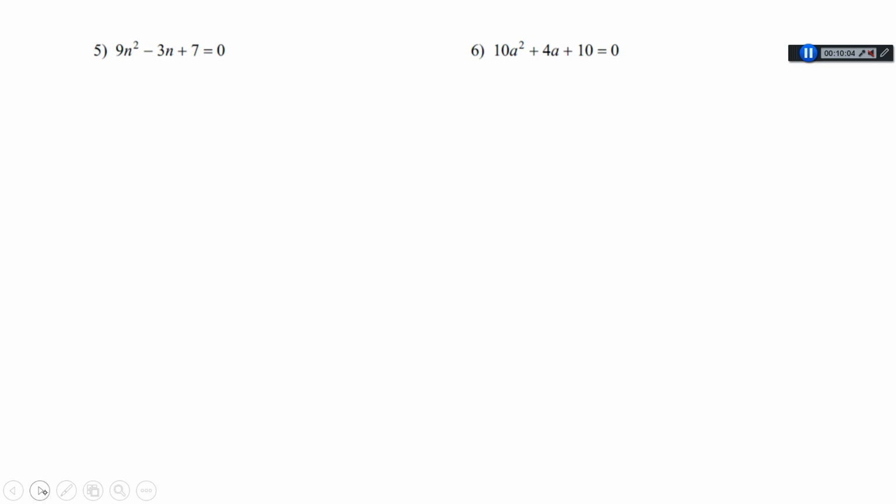All right. One more. So we got 10a squared plus 4a plus 10 equals 0. So divide everybody by 10. So we have a squared plus 4/10, which is 2/5, a plus 1 equals 0. Move the 1 to the other side. So we got a squared plus 2/5 a equals -1. 2/5 divided by 2 is 1/5. Squared is 1/25.